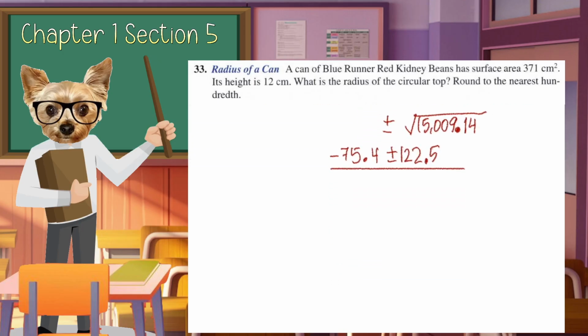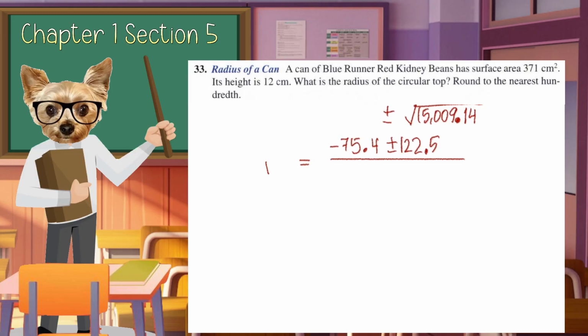And for 4 pi, r equals, and we have 4 times pi equals 12.566. Now you can tell right away if I use the negative 75 over here, right? Negative 75, and I subtract, divide by 12, I'm going to get a negative answer. And we just said my radius has to be positive. So I'm going to focus on using addition.